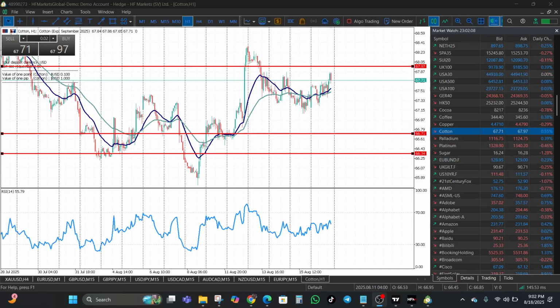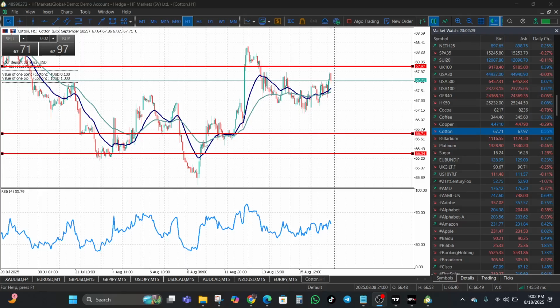So to summarize, trading commodities on MetaTrader is straightforward once you understand the process. You add your chosen commodities to the market watch list, you open the charts, use indicators and drawing tools for analysis, and then choose the right order type to execute. Okay, combine that with disciplined risk management, and you'll have a structured approach to trading gold, oil, and other commodities.